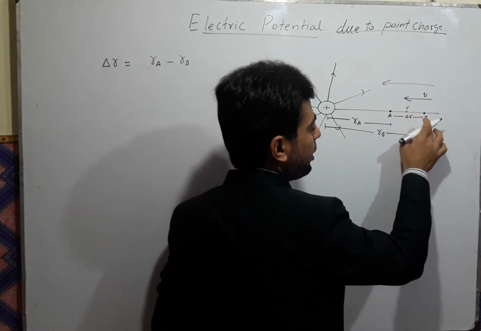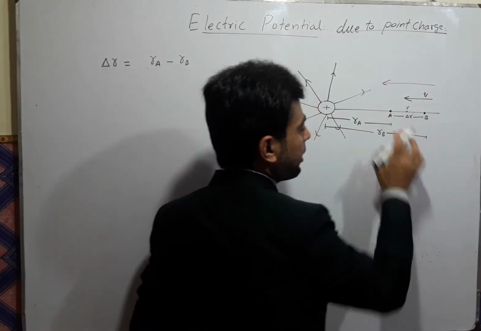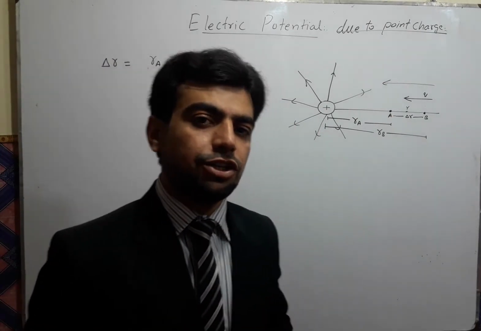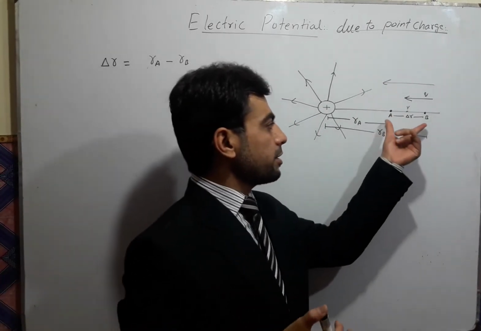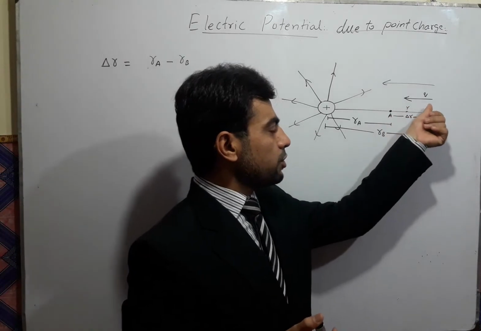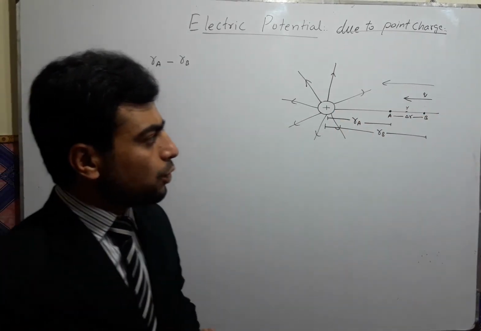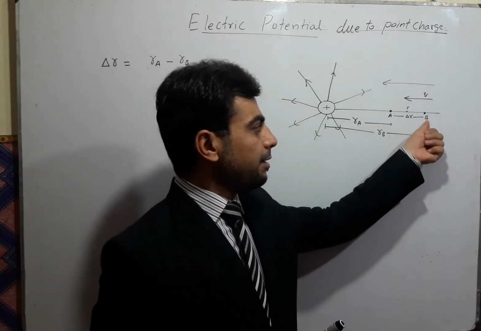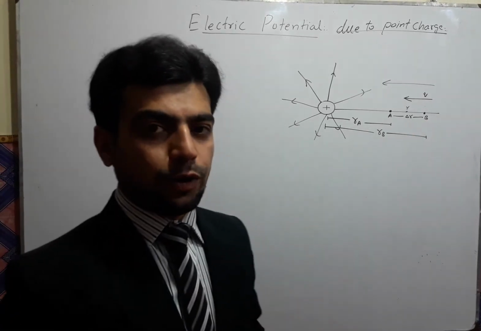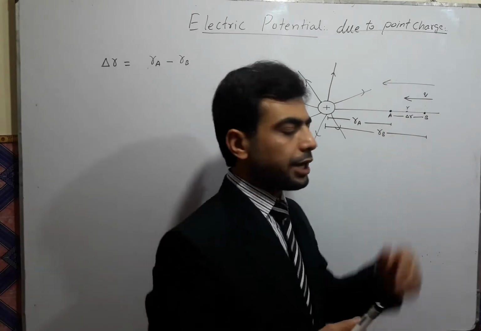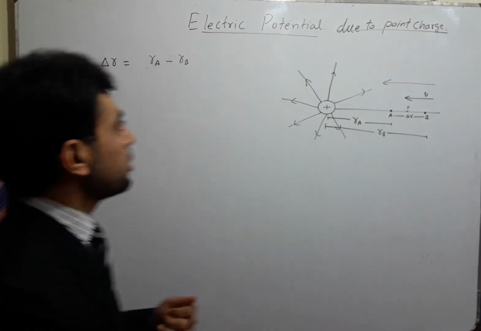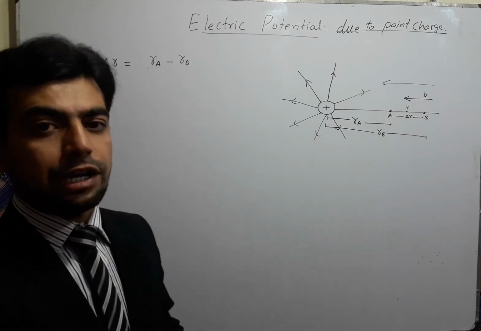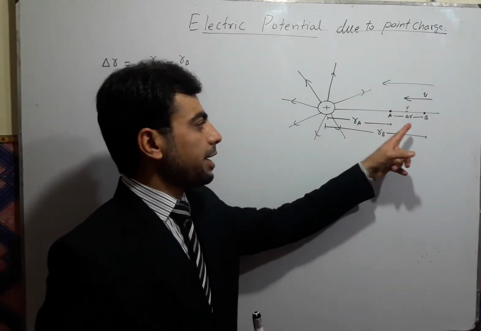This will be taken only if we move the charge from B to A in this direction. Then B will be the initial point and A will be the final point. So distance is always equal to final minus initial. This applies when charge Q is moving from point B to point A, so the change in distance between the 2 points will be equal to final minus initial, RA minus RB.